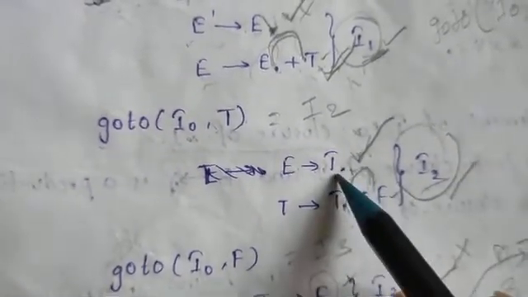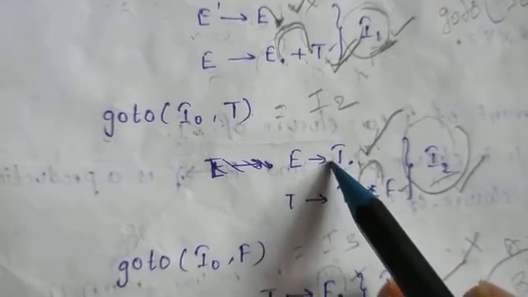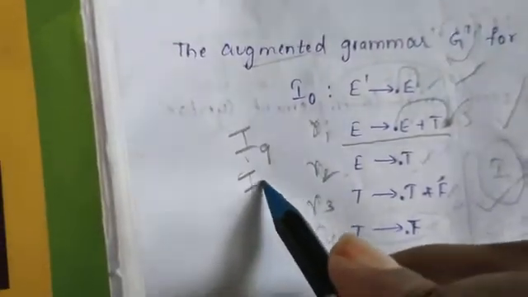This is the state where the dot will be moving to the end of the production. Like that, you need to note down I2 here. Then we'll go for the next statement, T tends to dot T star F.